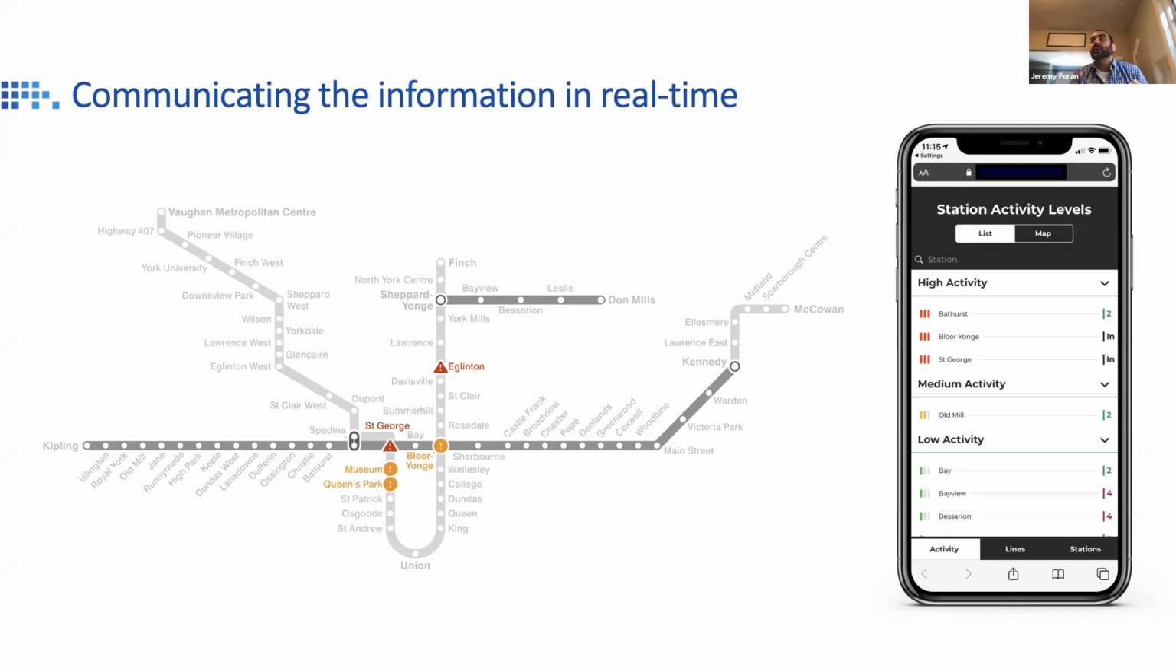We also have started looking at this for addressing COVID concerns. So making this data publicly available so that people can see how easy it would be to observe social distancing at any particular station. This is based on real-time information and also forecasting information.